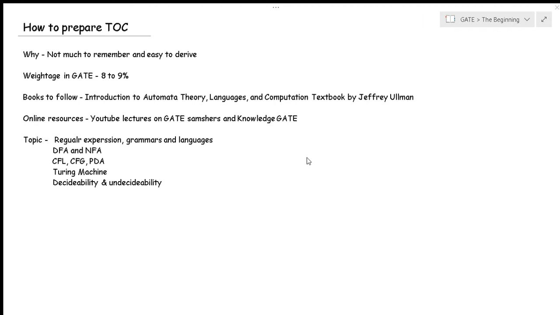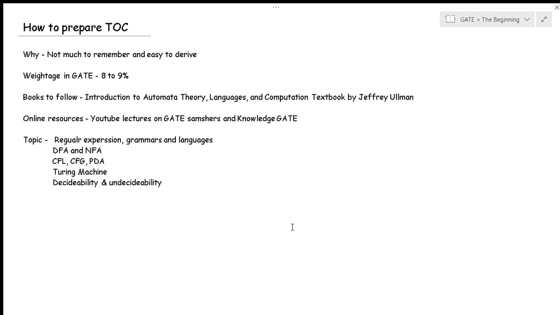Now comes our DFA and NFA. In DFA and NFA, we don't have a very vast majority of things, but just two or three things: the construction of a DFA, the NFA, the epsilon free NFA, and NFA to DFA conversion. But what's important is that sometimes you will be given the DFA and you will be asked which language it is accepting.